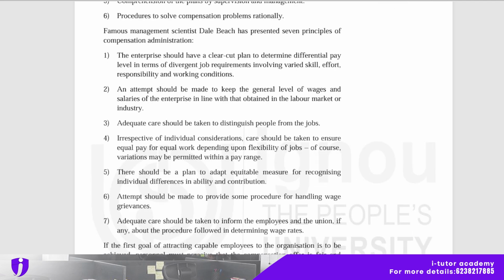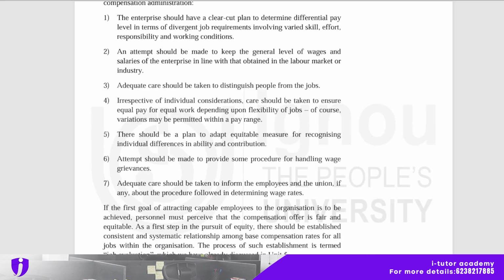And the famous management scientist Dale Beach has presented 7 principles of compensation administration. The enterprise should have a clear-cut plan to determine differential pay levels in terms of divergent job requirements involving varied skill, effort, responsibility, and working conditions. An attempt should be made to keep the general level of wages and salaries of the enterprise in line with that obtained in the labor market or industry.